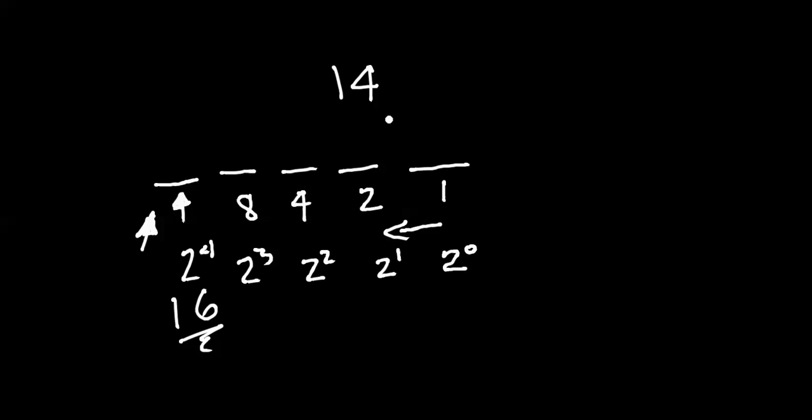So to get the number 14 out of this choice of numbers here, what do we need to put in? So we know that 8 plus 4 is 12, plus 2 is 14. Okay, so we put in an 8, a 4, a 2, and a 0 over here. Let's clean it up a little bit.